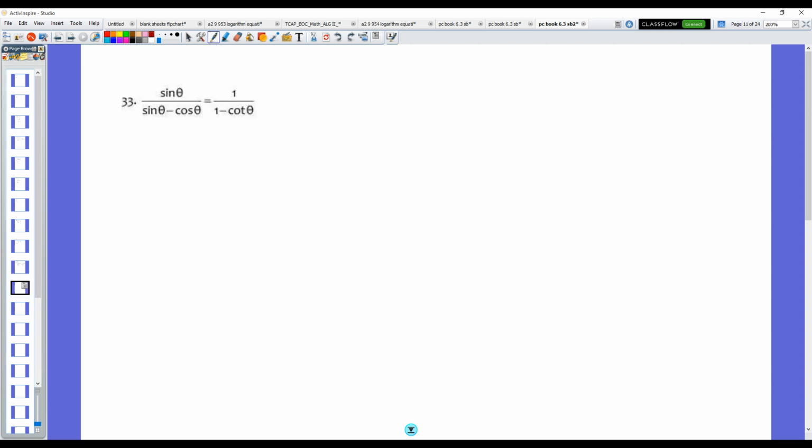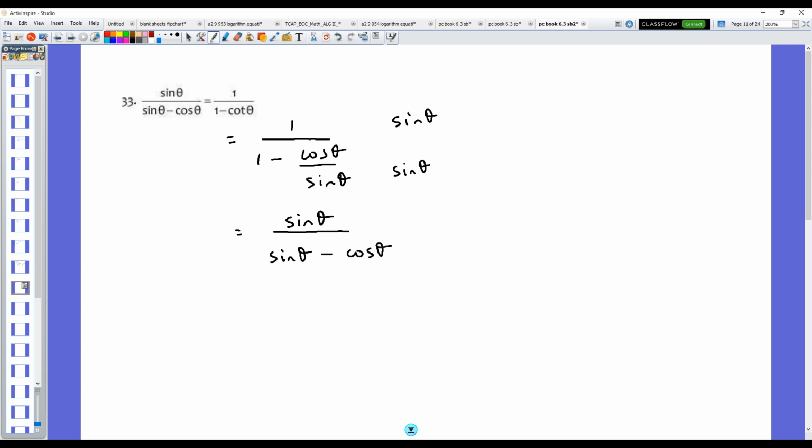Number 33. I think I have more to work with, even though I see a bigger fraction, but the cotangent, I want to change that. So I'm going to change that into 1 minus cosine over sine, creating that complex fraction. I'll multiply the top and the bottom by sine. Sine times the 1 gives me a sine. Sine times the 1 gives me a sine. And sine times the fraction allows the sine on the bottom to cancel. And that was my target. That was quick.